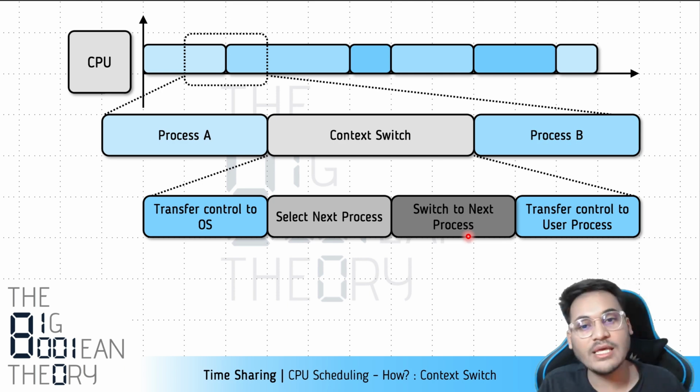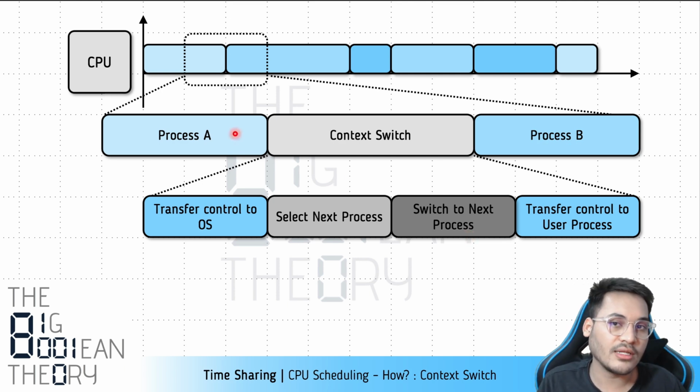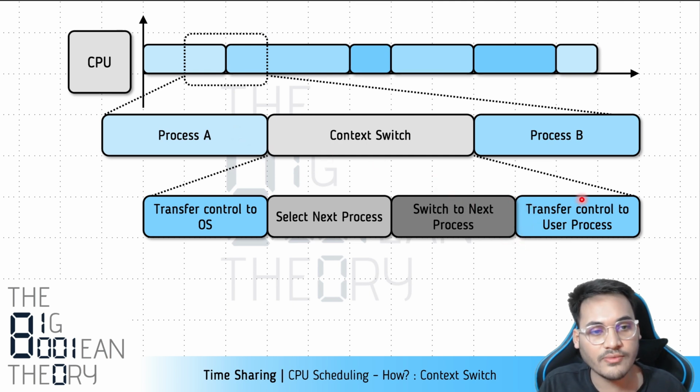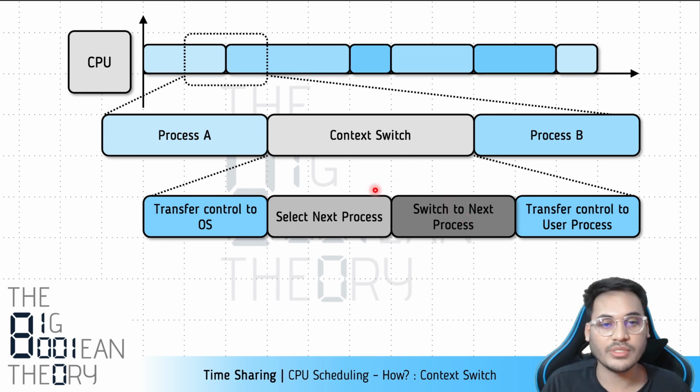We are initially executing the user process, then we enter the kernel, and then we switch the context. That is, within the kernel only, we start executing in the context of another process, and then we return the control back to the newly selected process. You can see the last step is transferring control to the user process. So these are the different steps that happen inside this context switch. We'll talk about the different steps in detail.